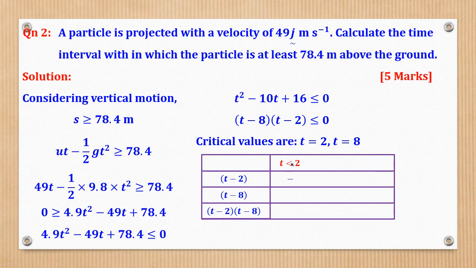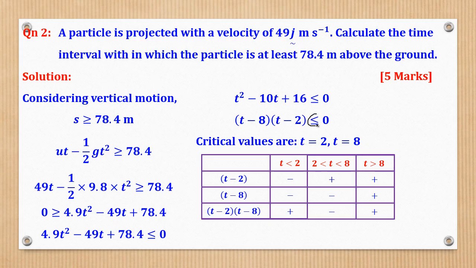Let's begin with values before 2. Let's put 0. 0 here is negative, and here is negative, so the product should be positive. Then between 2 and 8, let's choose 5. When you put 5 here, you get a positive. 5 here, you get a negative. So the product will be negative. Then values after 8, let us say 10. 10 here is positive, 10 here is positive, so the product will be positive.